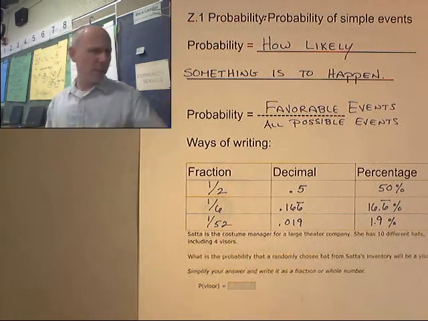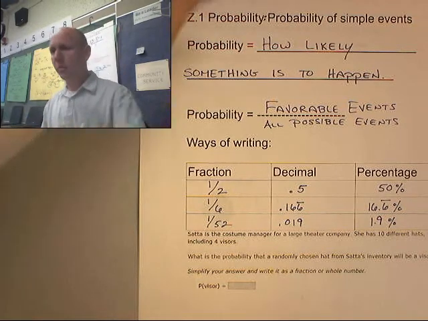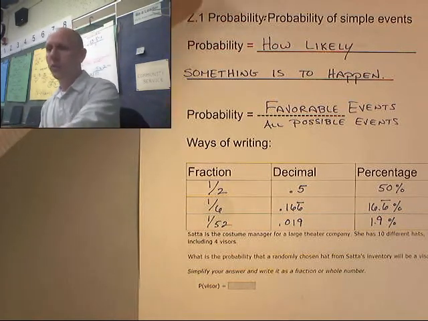Okay, let's do some problems. Let's do some probability problems. Let me zoom in a little bit here.